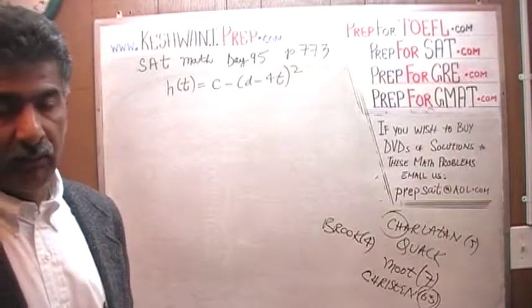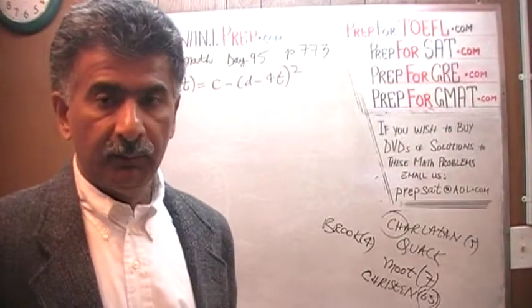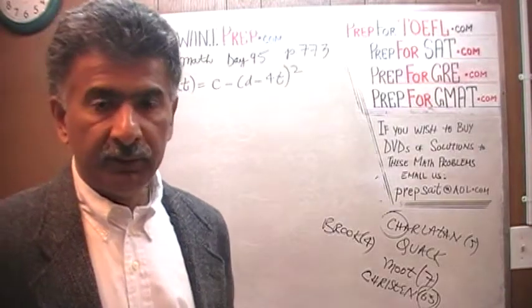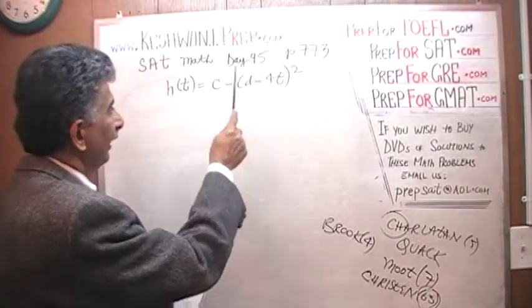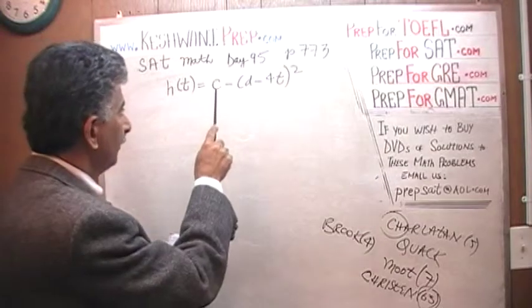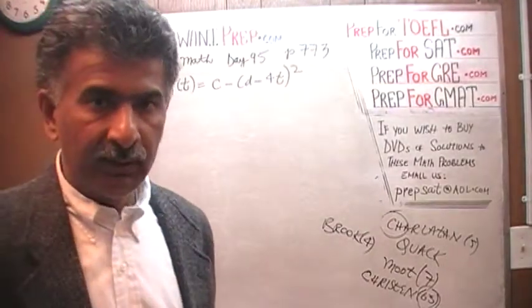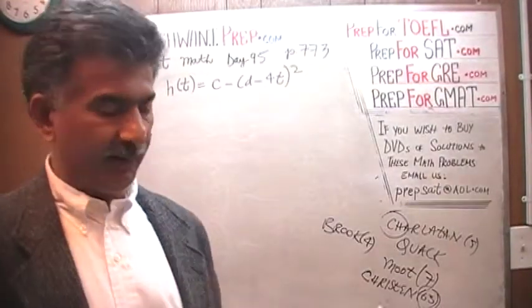If you want to find out how high the ball is after having been thrown in the sky, say exactly 13.7 seconds after, you just plug in 13.7 here for t, and you work on it and it will give you the height. But for that to happen, we have to know the value of c and the value of d. So somehow, some way, we have to figure out the value of c and the value of d. They must tell us something else. Let's read the rest.